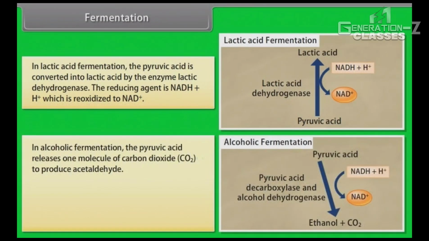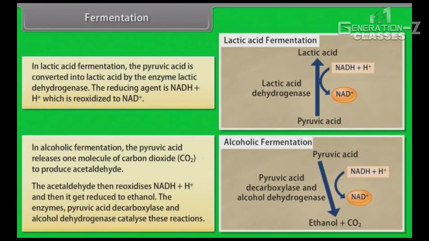In alcoholic fermentation, the pyruvic acid releases one molecule of carbon dioxide to produce acetaldehyde. The acetaldehyde then reoxidizes NADH plus H plus and then it gets reduced to ethanol. The enzymes pyruvic acid decarboxylase and alcohol dehydrogenase catalyze these reactions.